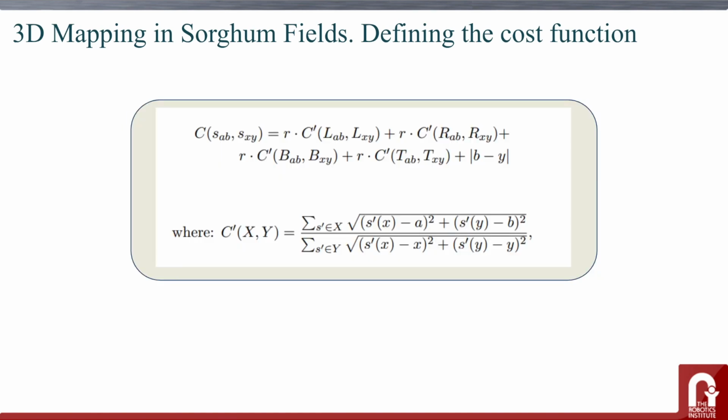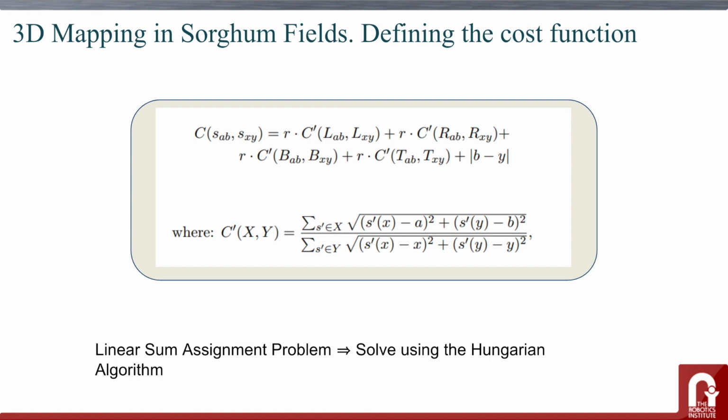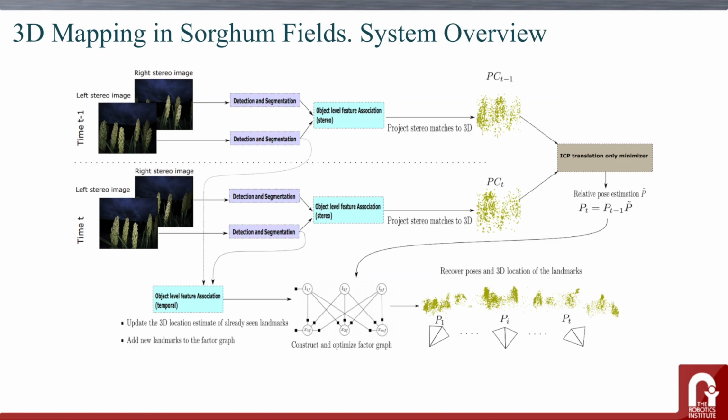We construct the following function, which captures the cost of associating a seed in image A to a seed in image B. The cost measures how different the neighborhood of the seed A is to the neighborhood of seed B in terms of 2D distance for each of the four regions. From this, we obtain a linear sum assignment problem, which we solve using the Hungarian algorithm. Now that we have a way to associate sorghum seeds between images, we use a standard SLAM formulation to obtain a final 3D reconstruction of the sorghum range.